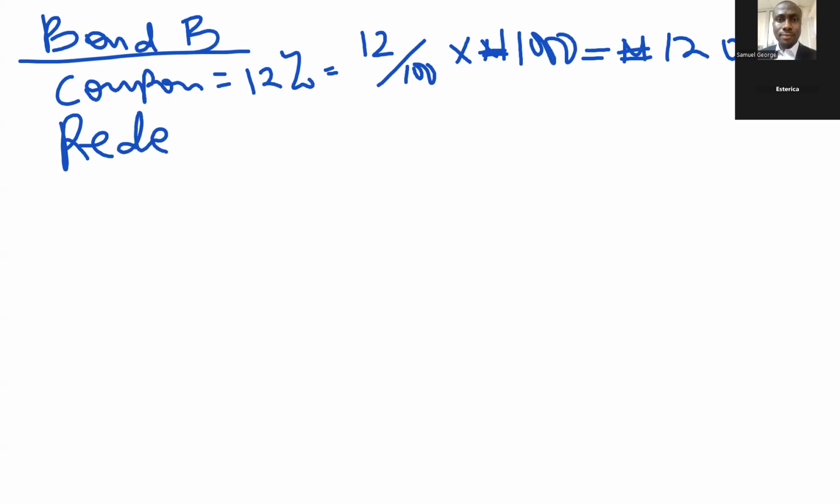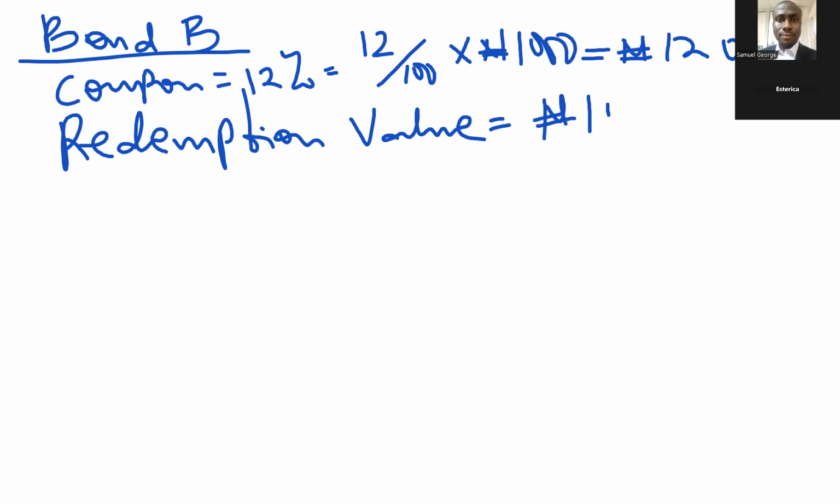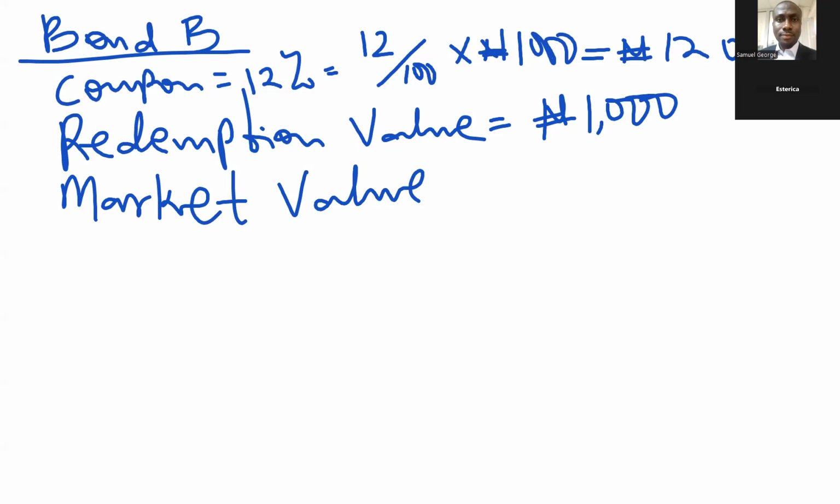The redemption value is equal to 1,000 naira, because they say it is going to be redeemed at par. Then what is the market value? The examiner has already given us the market value, and we got the same thing as what they gave us, 1,026. That's the market value of bond B.